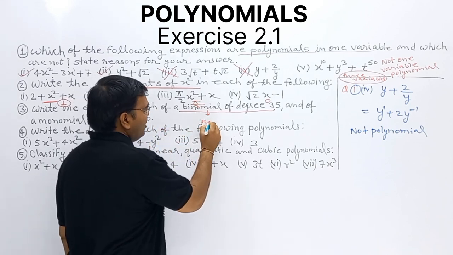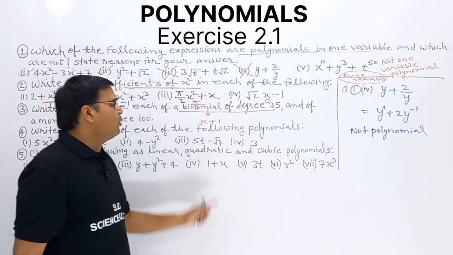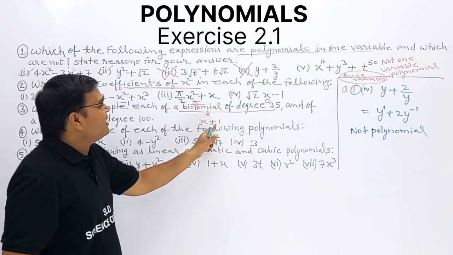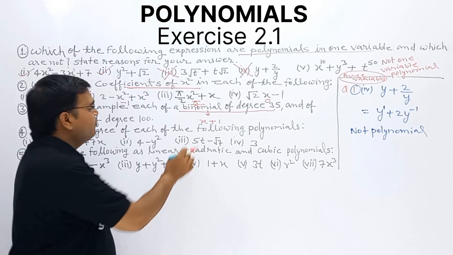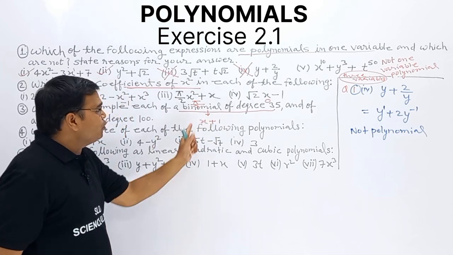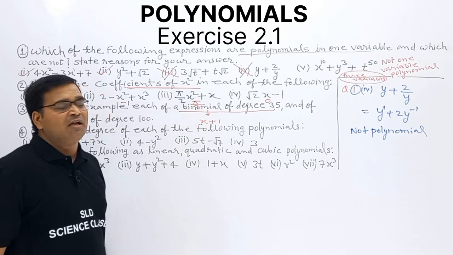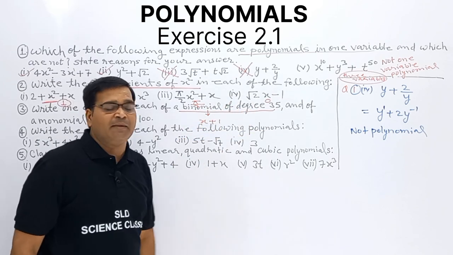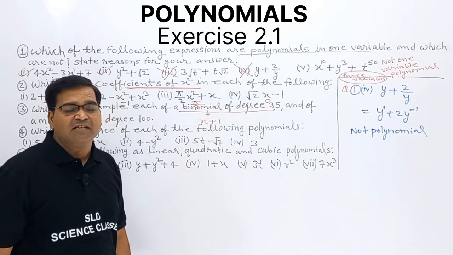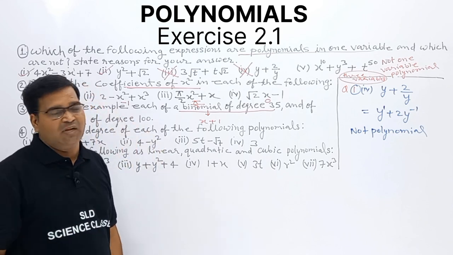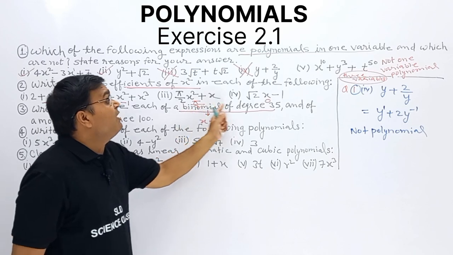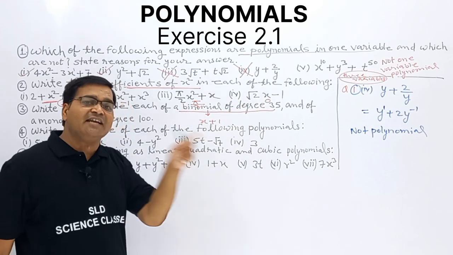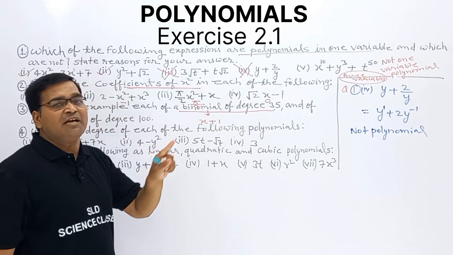X plus 1. I am taking x as a variable. X plus 1 has 2 terms: one is the x, another one is the 1. So this one is the binomial. But with degree 35? What degree does this expression have? Its degree is 1. Maximum power of x is 1. So it is not a binomial of degree 35.